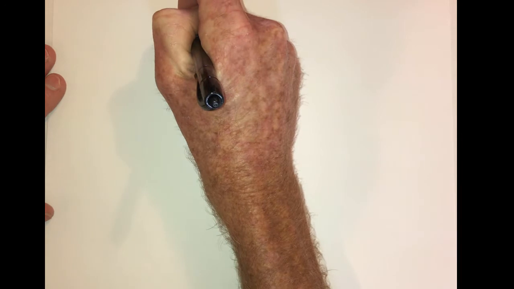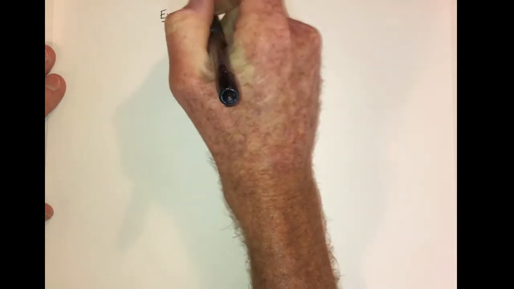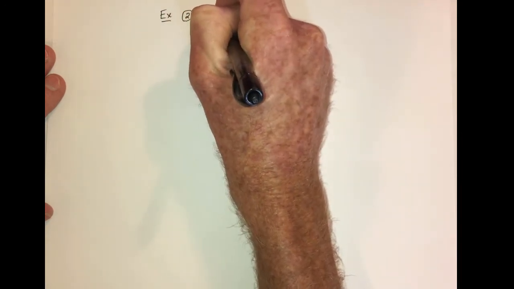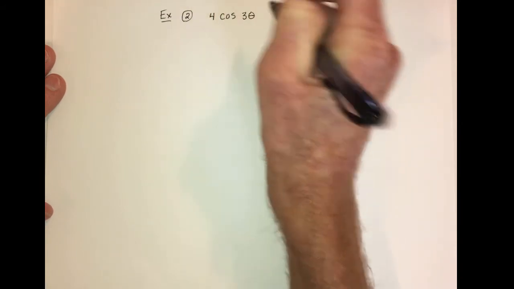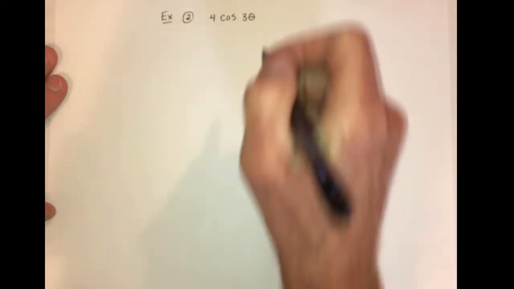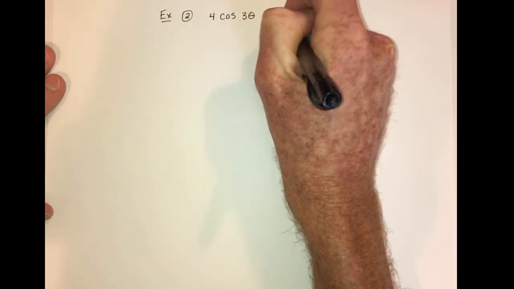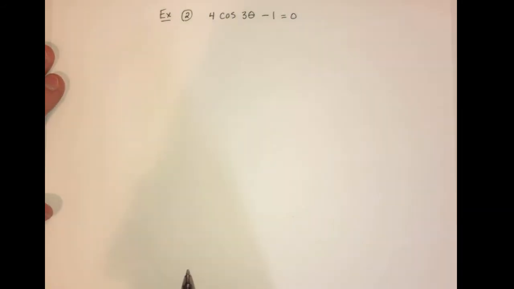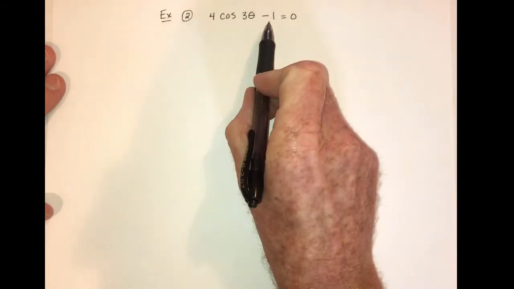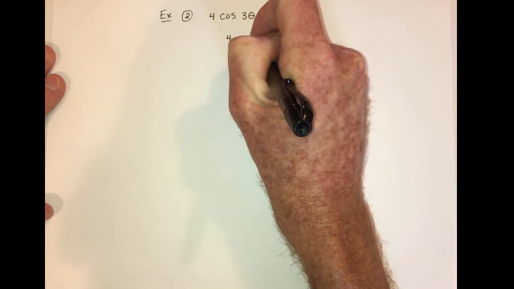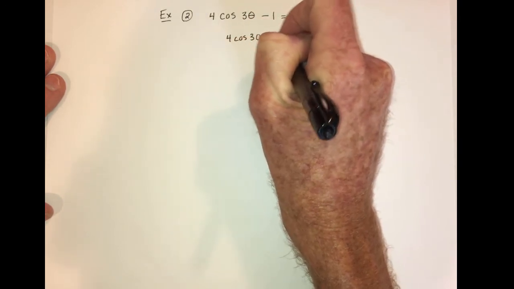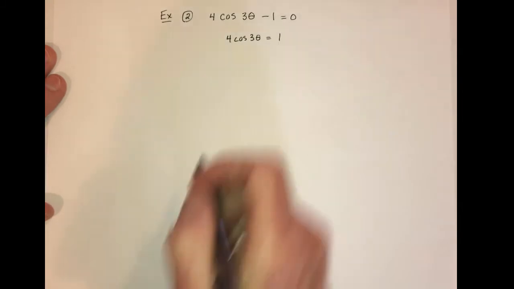Next, how about example number 2, 4 cosine of 3 theta, ooh, getting fancy by putting theta, minus 1 equals 0. So first, add 1 to both sides. And then divide by 4.